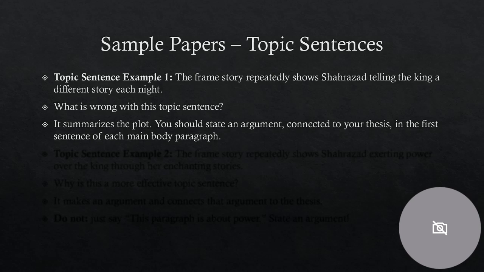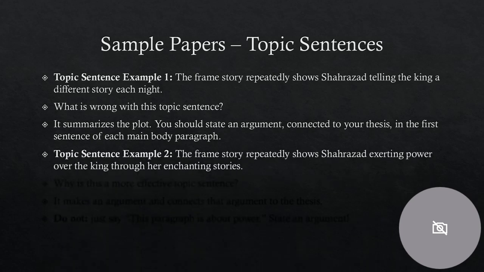So start with the idea: what is the argument of the paragraph, and then tell me the 1 or 2 plot points that are pertinent to understanding your argument. But tell me the argument first so I know what you're arguing in the paragraph. This sentence may tell me the paragraph's about this part of the 1001 Nights, but it doesn't tell me the argument you're making, and that's what the reader cares about.